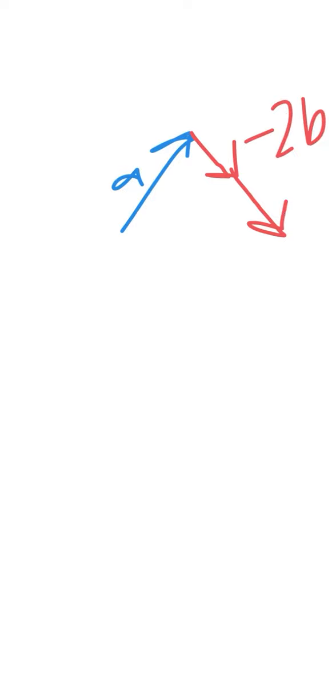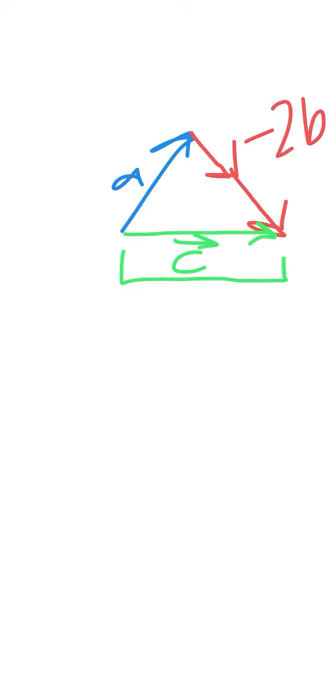So we have a here. So now we need to put minus 2b on the head of a, and then we can draw c from the tail of a to the head of minus 2b. So this is the vector c.